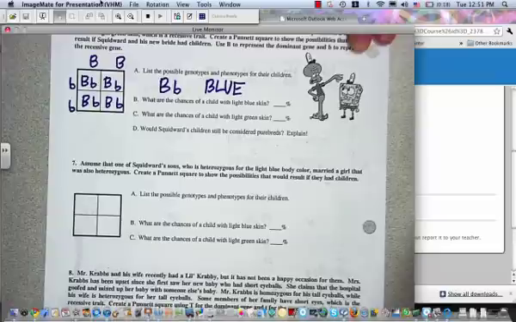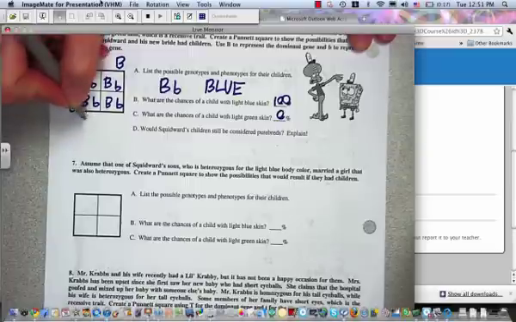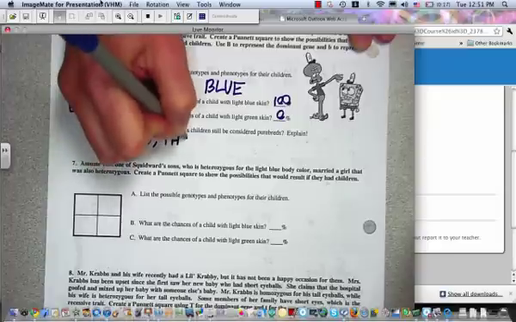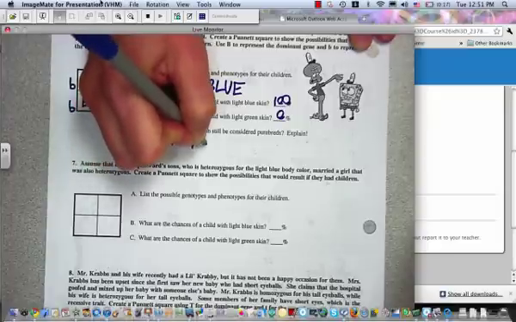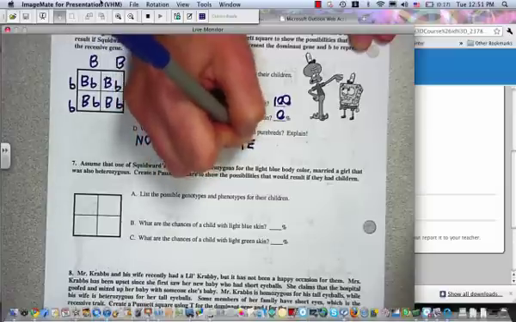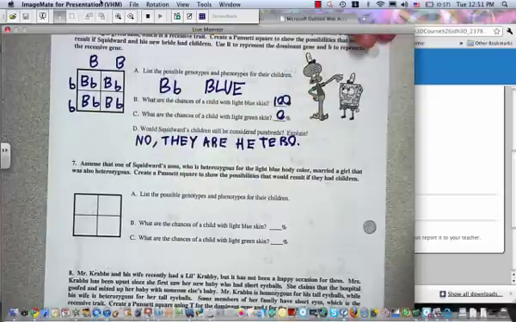What are the chances of a child with light blue skin? 100%. What are the chances of a child with light green skin? None. Would his children still be considered purebred, having both capital B's? No. They would inherit a recessive allele from mom. They're heterozygous.